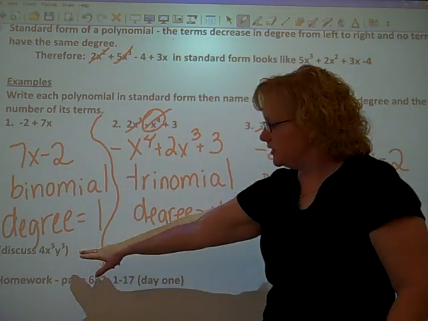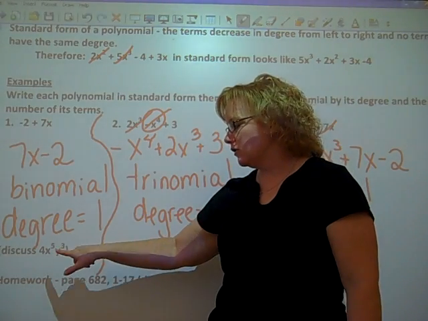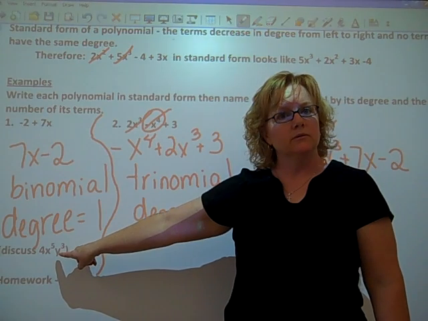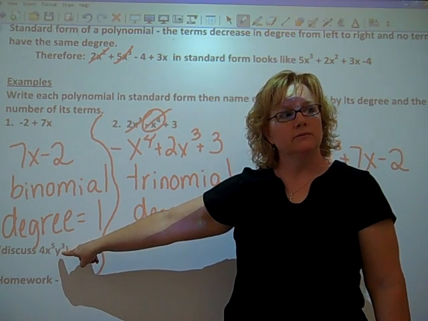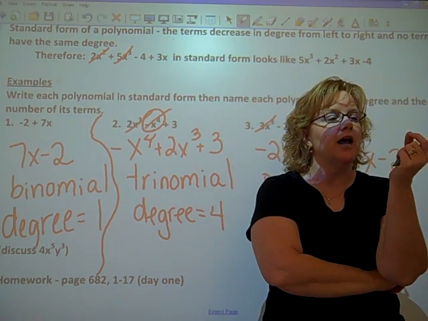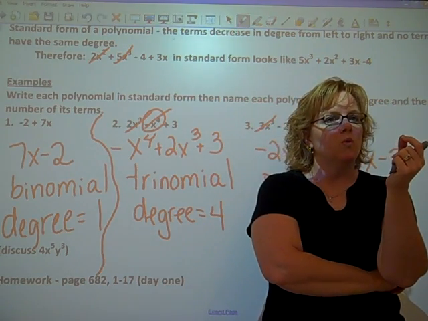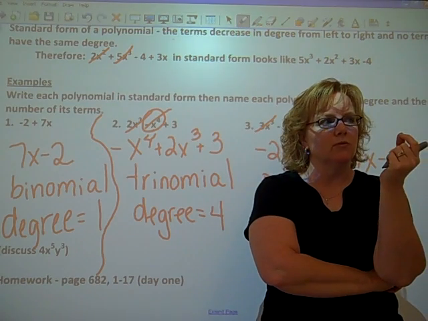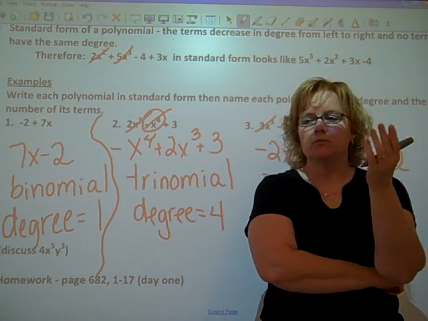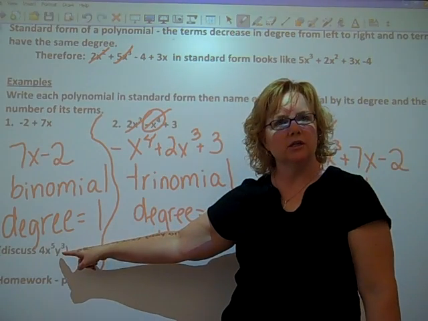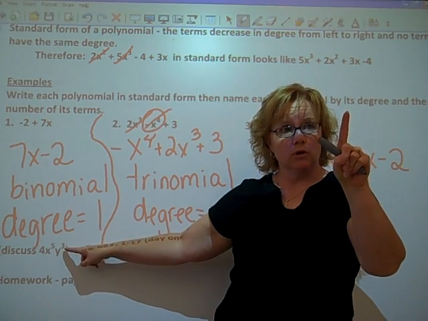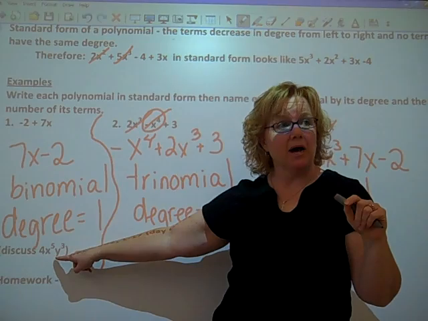So notice here I have 4x to the 5th, y to the 3rd. First of all, tell me, how many terms are here? 3. 2. Wait a minute, tell me how I decide how many terms there are. What separates terms from each other? Brogan? Addition or subtraction. Okay, a plus or a minus sign. Do you see plus or minus signs here? So how many terms do I have? I have 1 term. Okay, so that's going to be a monomial.